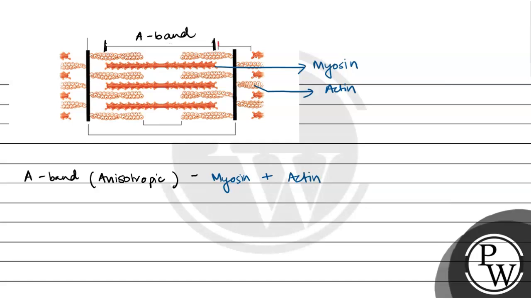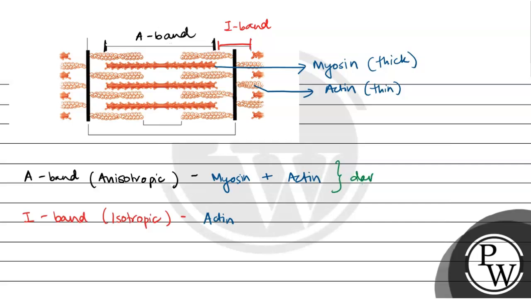The second is the I band जो यहाँ से यहाँ तक lie करता है. This is called the I band or the isotropic band. The isotropic band only is composed of actin filaments and since it is only composed of actin filaments जो thin होते हैं, myosin thick होते हैं, therefore I band appears light. जो dark bands होते हैं, they are basically the A bands. A bands are darker and I bands are lighter.